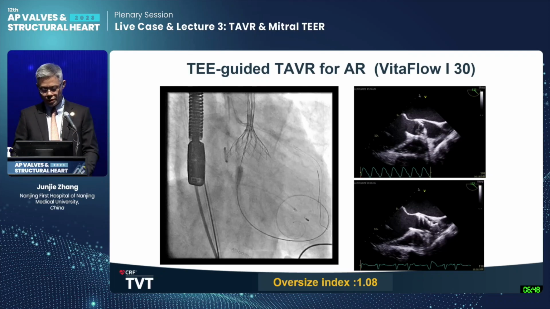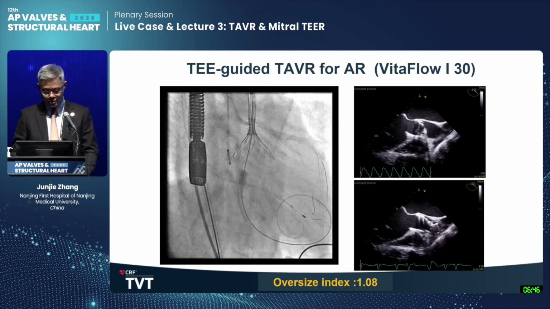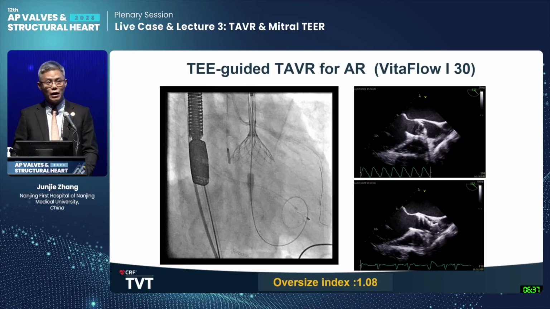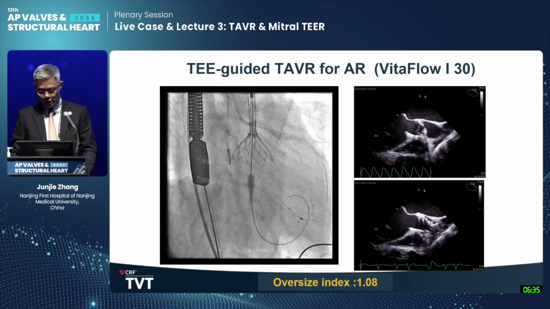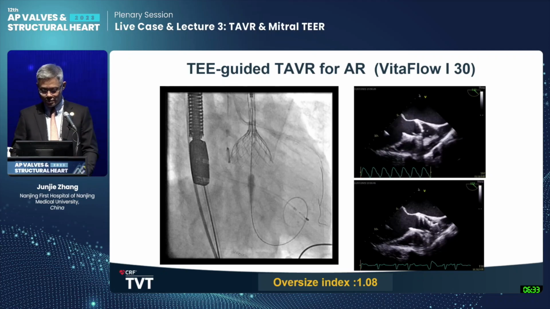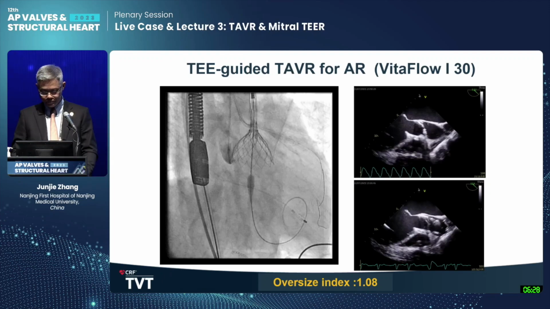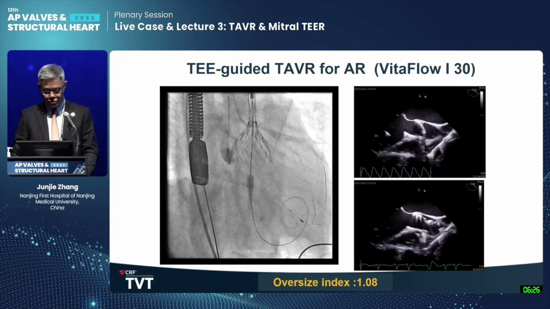During the procedure with the TEE guidance, you can see when the valve deployed, a little pumping out. At this time, I think we should pull the wire and advance the whole system to avoid the valve pumping out further. And with the guidance of the TEE, we rapidly deployed the valve. You can see this is the whole procedure.